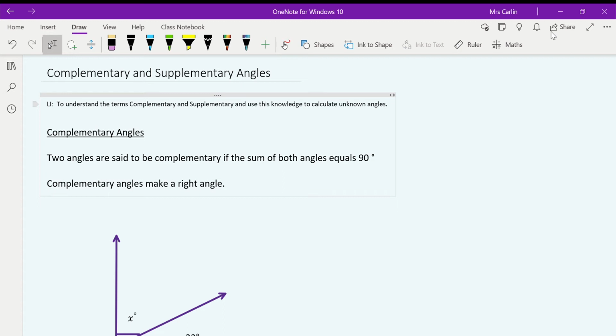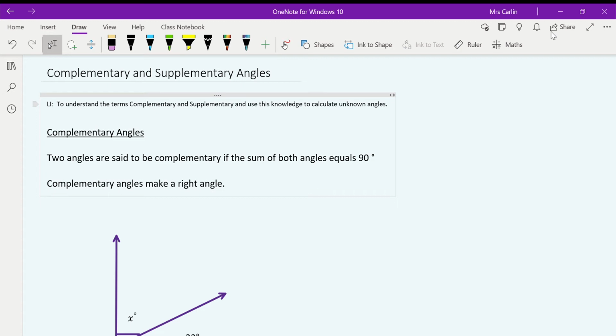So today's lesson though is we are going to be focusing on complementary and supplementary angles. So our learning intention is that you understand both these terms and that you're able to use the knowledge to help you calculate unknown angles.